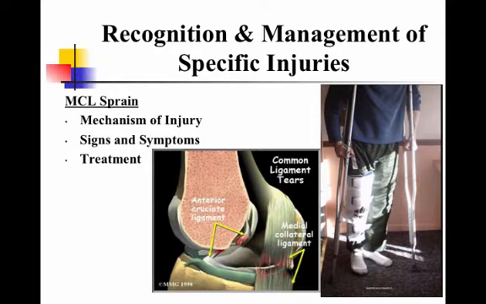Slide 30. In this section, we are going to cover the most common injuries to the knee. The first one to discuss is the MCL sprain. We've concluded that the valgus force, or getting hit on the outside of the knee, is the most common mechanism of injury. The signs and symptoms correlate with the severity of the injury.